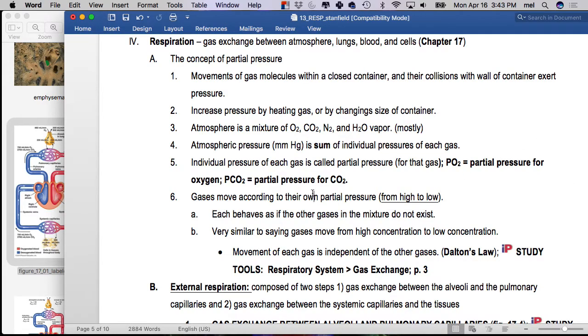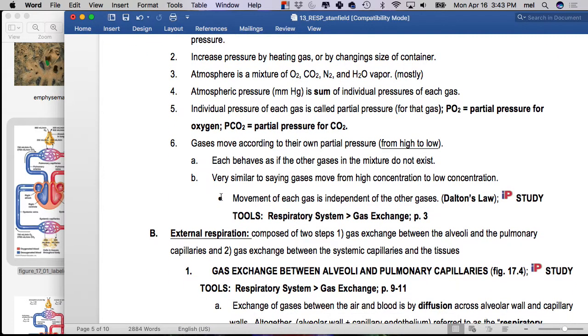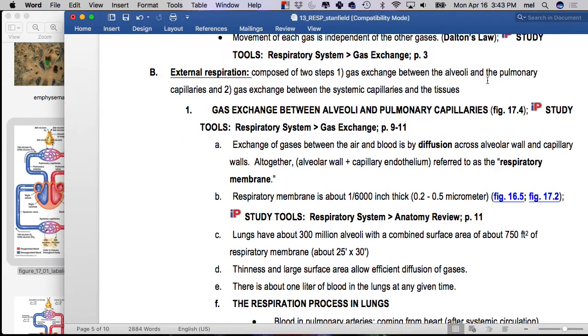gases move according to their own partial pressures. Oxygen doesn't care what carbon dioxide is doing. Carbon dioxide doesn't care what oxygen is doing. Oxygen is going to move from its high partial pressure to its low partial pressure, and carbon dioxide is going to do the opposite, right? Or move from its high to its low, okay? So the movement of each gas is independent of all of the other gases. That's Dalton's gas law, if you guys care about the physics. Okay, so just keep that in mind and realize that I'm going to use PO2, PCO2, okay? And then you'll be fine with it.